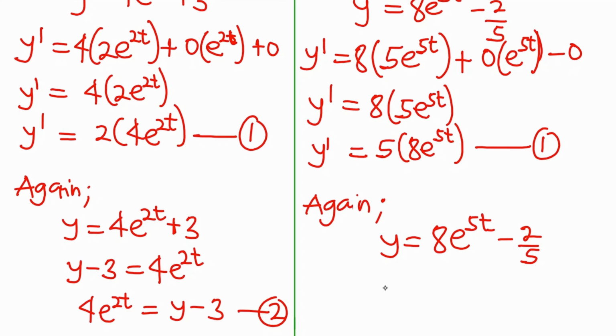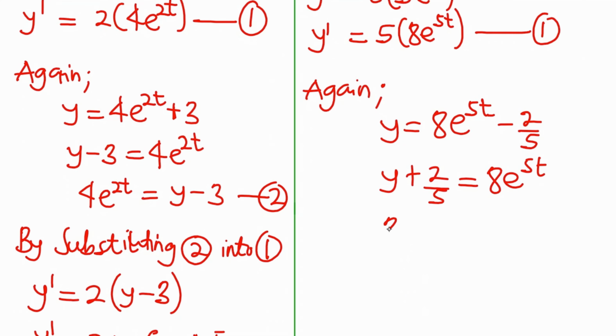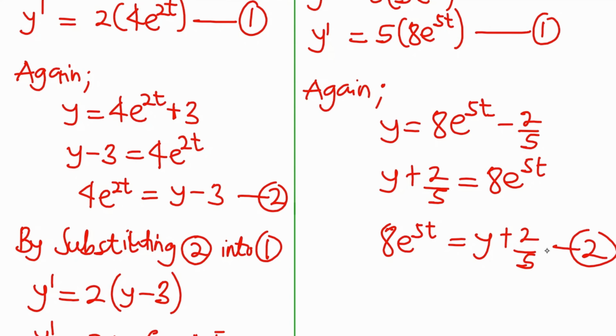By making it the subject, we have y plus 2/5 is equal to 8e^(5t), and here we can see that it's the same thing as 8e^(5t), which is y plus 2/5. You can call this equation 2. So the whole idea is to substitute equation 2 into equation 1.